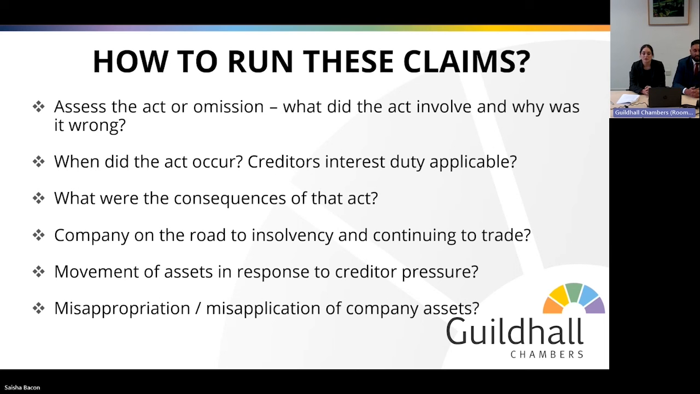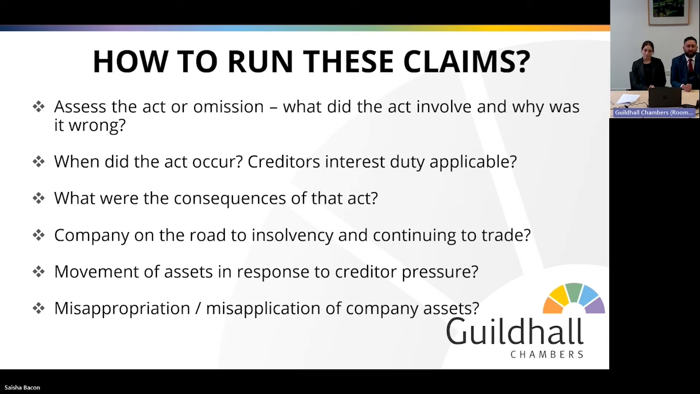So in terms of how to run these claims, it is very, very easy to simply say, well, that was a breach of duty, that was a breach of duty. The question one should be asking themselves is why? Why was that a breach of duty? Why is it wrong? So in terms of case analysis and preparation, the first step is to ask yourself, well, firstly, what was the act or omission? What are we actually complaining about here? What did it involve? What were the steps that led to that act? And why was this act wrong?